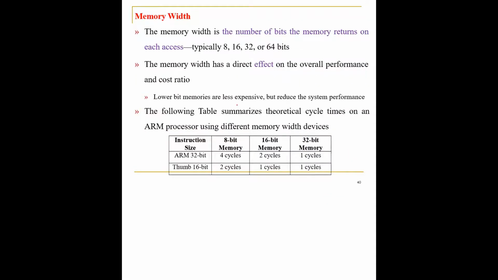Later comes one more important parameter of the memory, that is the memory width. The memory width is the number of bits the memory returns on each access. Let's say that there is a processor, and let's say there's a memory.